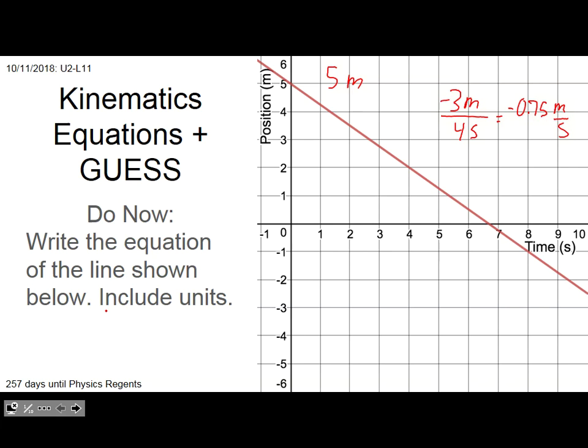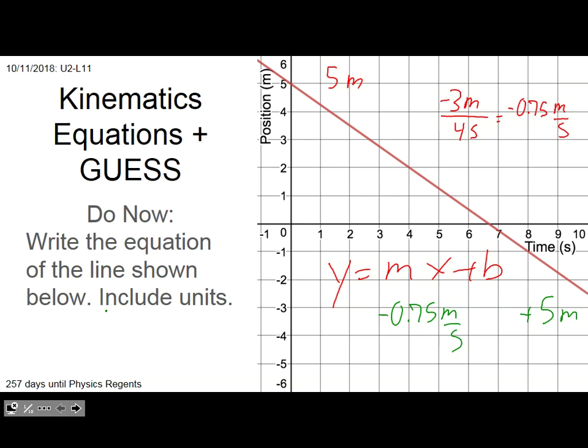Okay, so what is the general equation? Y equals mx plus b. Yeah, so let's start doing our substitution. So we already know what the slope and the y-intercept is. So negative 0.75 meters per second. And then our intercept would be plus 5 meters.